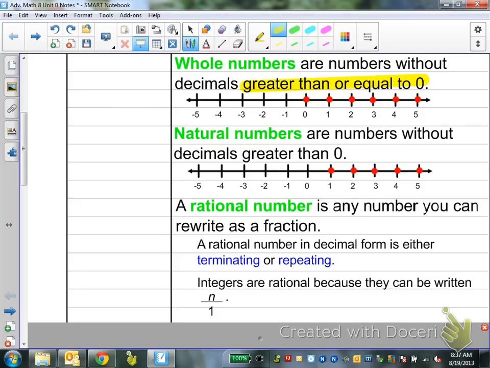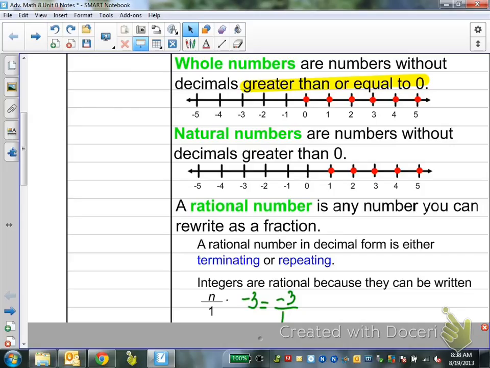Okay? Integers are rational because they can be written as n over 1. So for example, the number -3 is a rational number because it can be rewritten as -3 over 1. So integers are rational numbers because they can be rewritten in fraction form by just putting it over 1. Okay? So decimals, if they are terminating or repeating, are rational. Integers are rational. And fractions are rational.